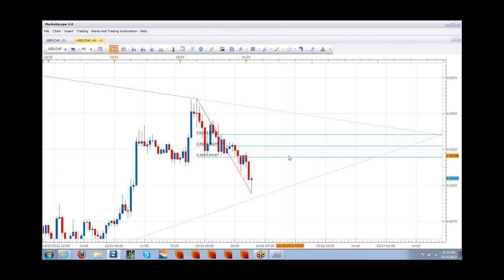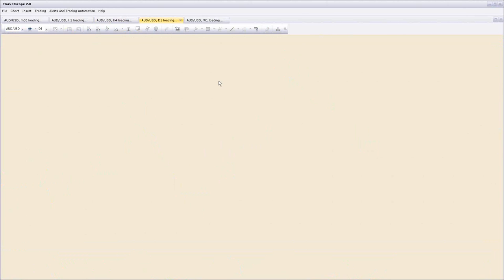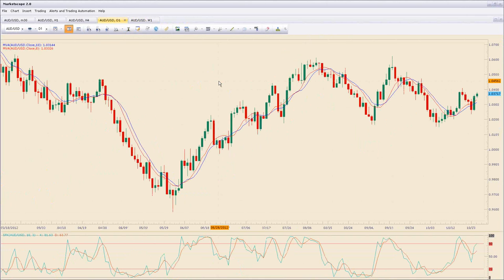Nice job. Okay, Kevin will do 4. Which one am I doing? So the Aussie USD, Aussie dollar, dollar CAD, Kiwi dollar, and Euro pound. Cool.